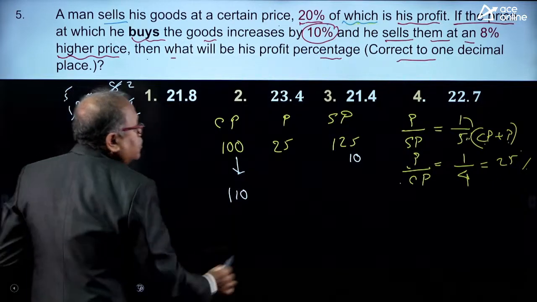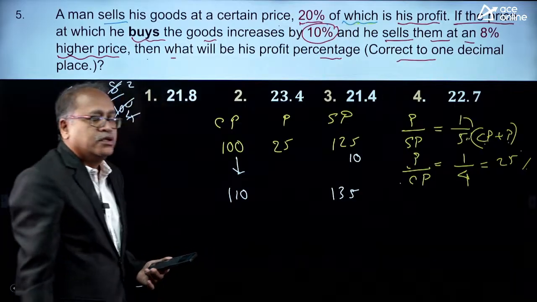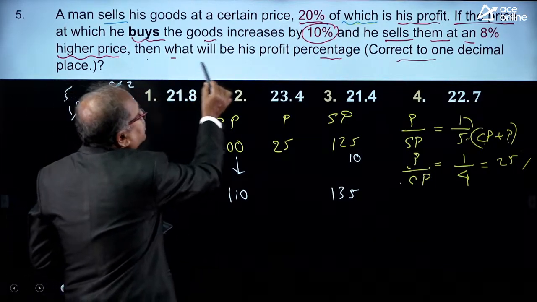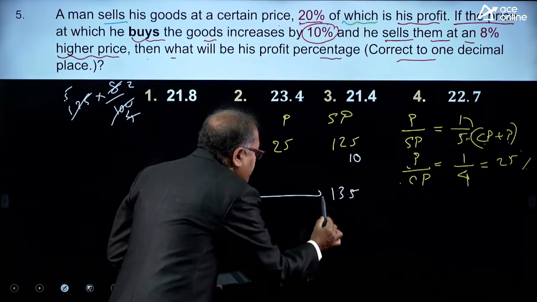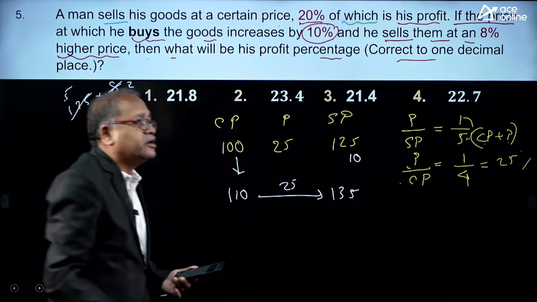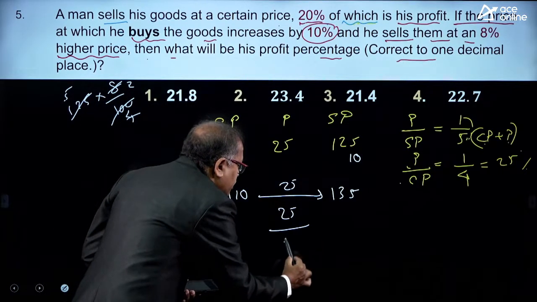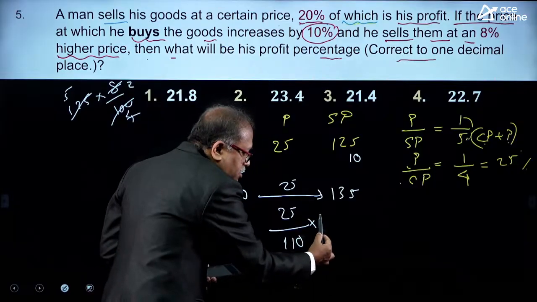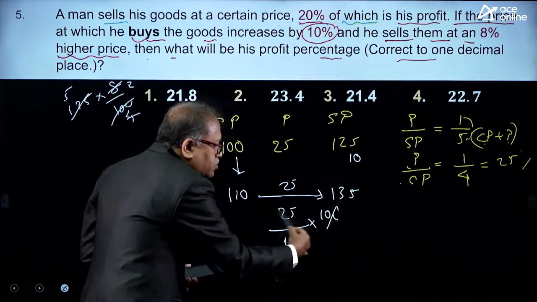Your selling price becomes 135. That's done. It is said that in that case, what will be the profit percentage? So I notice that there is a profit of 25 over 110. So quickly we can calculate 25 over 110. I will prefer to go with this over 100, as this gets cancelled over here.